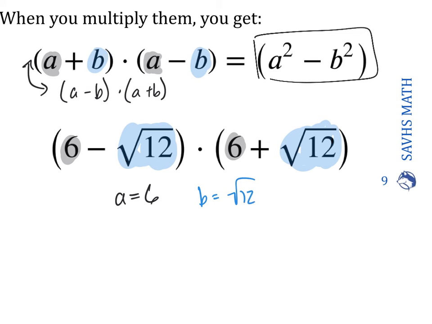So B is square root of 12. So my formula says my answer is going to be 6 squared minus square root of 12 squared. Well, the square root of 12 squared is 12. So I get 36 minus 12, which is 24.